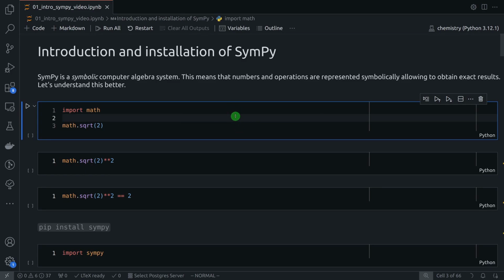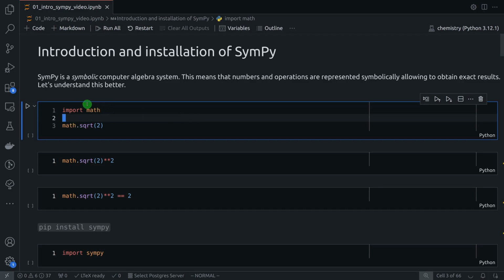I'm using VS Code here, so I'm editing this Jupyter notebook with VS Code. And SymPy is a symbolic computer algebra system. What does this mean? This means that numbers and operations are represented symbolically, which allows us to obtain exact results. So to understand the consequences of a symbolic computer algebra system, let's take a look at what is not a symbolic computer algebra system.